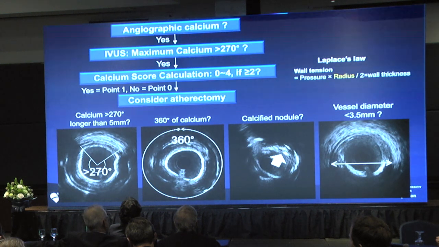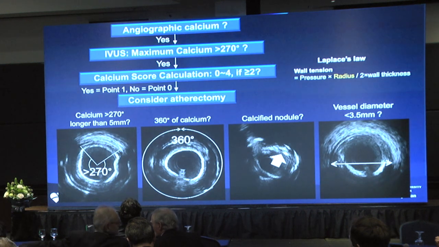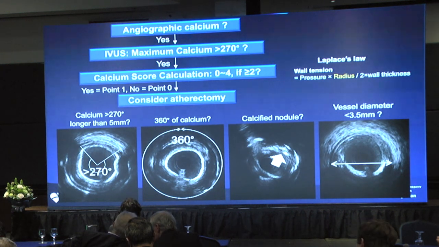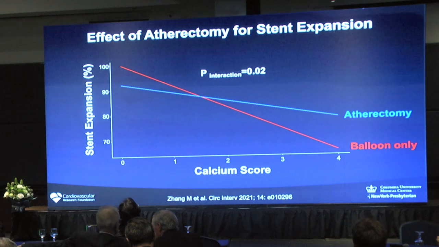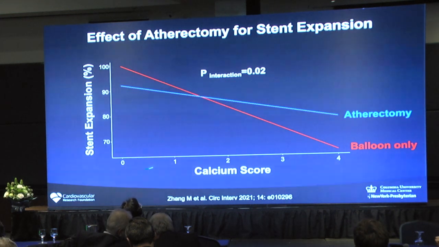So when you're treating a small vessel, you have more chance of not having the calcium fracture and more chance of not having good stent expansion. So for a small vessel, we keep the score, and if that is more than 2, we recommend doing something like atherectomy.